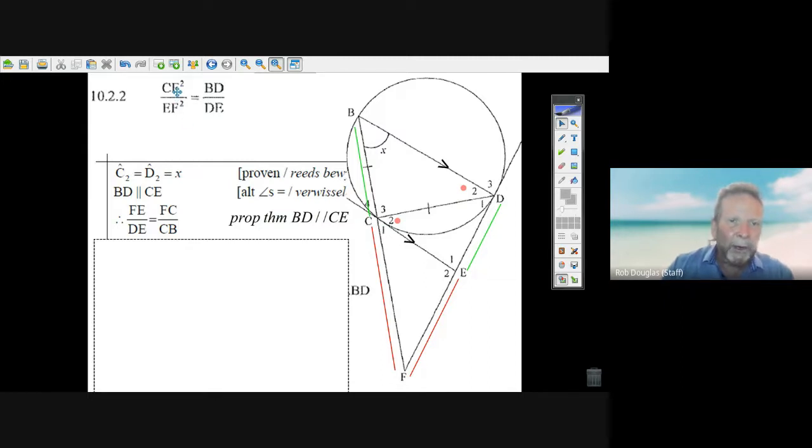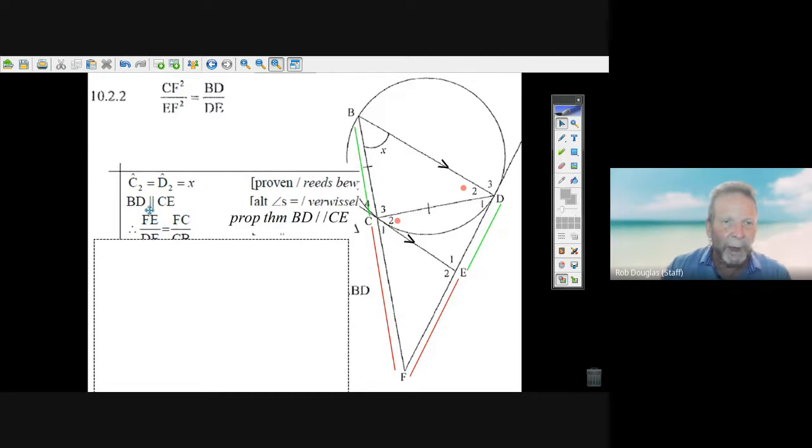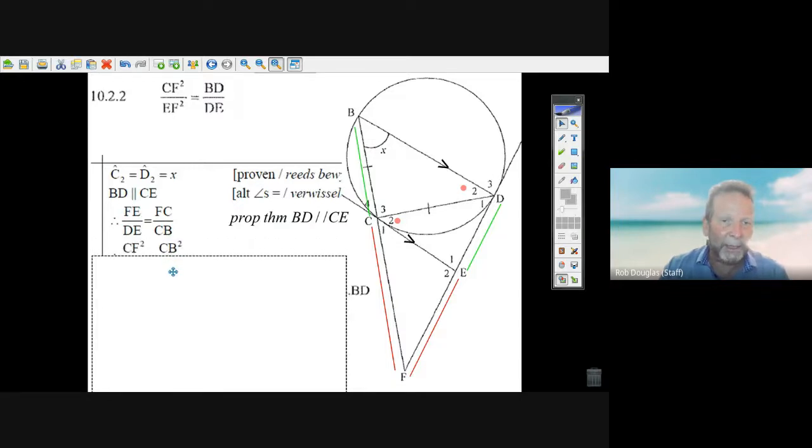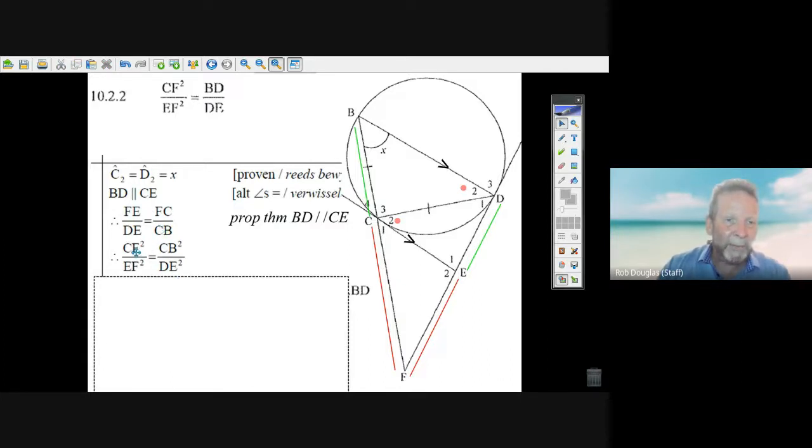Well, we look up here. Wouldn't it be nice if we had FC on the top? Well, we do, FC on the top. We'd like FE on the bottom. Well, you can just divide by FE both sides, and you'd have that. We want the CF on top, the EF on the bottom. So I guess we're going to have to send the CB to the top, multiply both sides by CB. So then if we square it, we'll get CF squared over EF squared. So this FC, which is CF, if we square it, we'd have that. So we know it equals CB squared over DE squared.